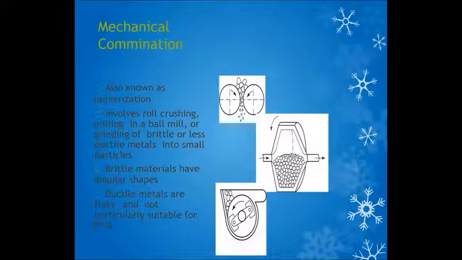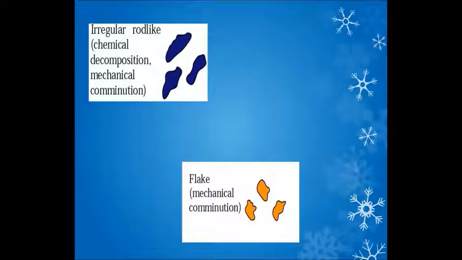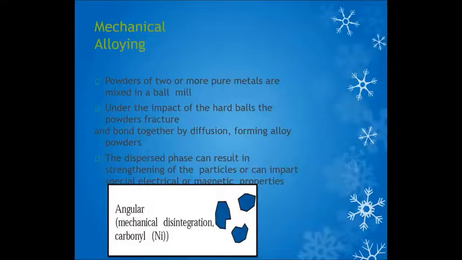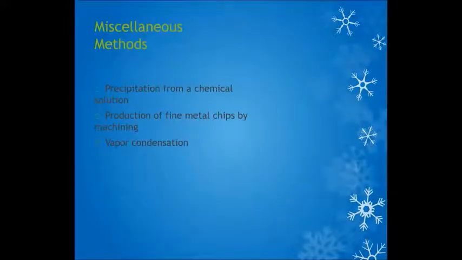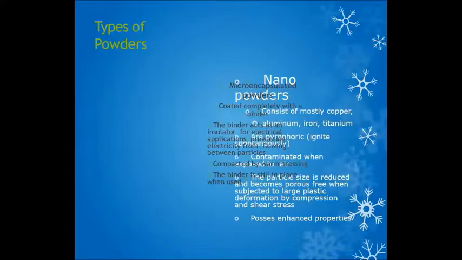Mechanical comminution, also known as pulverization, involves rolling, crushing, milling in a ball mill, or grinding of brittle materials, giving irregular particles. Flat mechanical comminution shows the metal powders forming into granules. Powders of two or more pure metals are mixed in a ball mill. Other methods are precipitation from a chemical solution, production of metal chips by machining, and vapor condensation. Types of powder include nano powders.